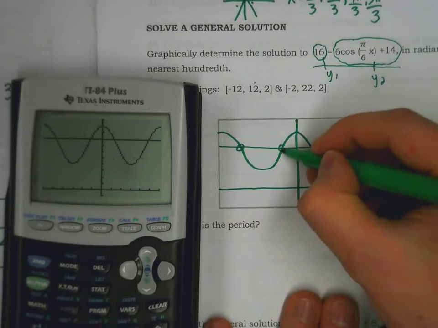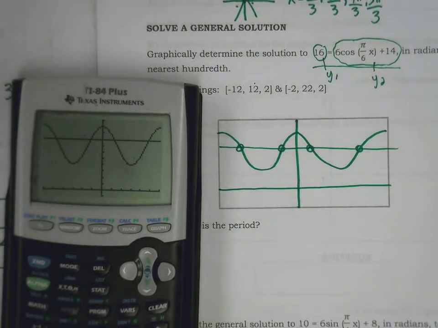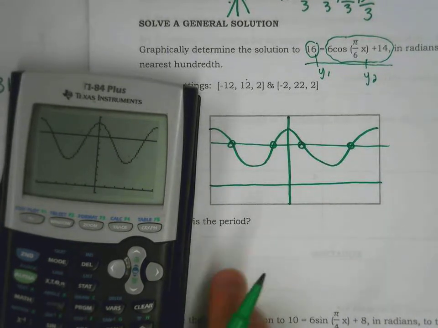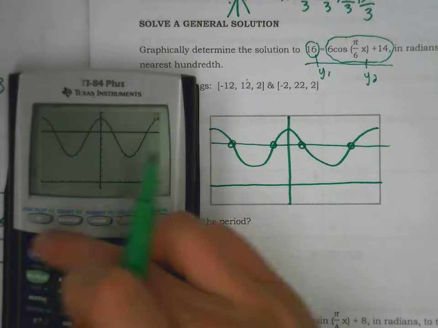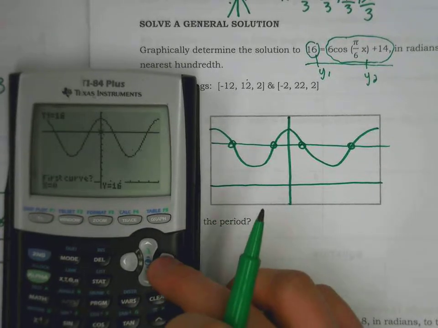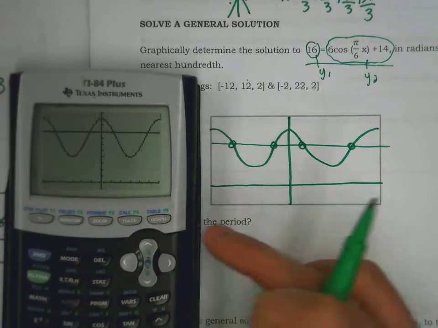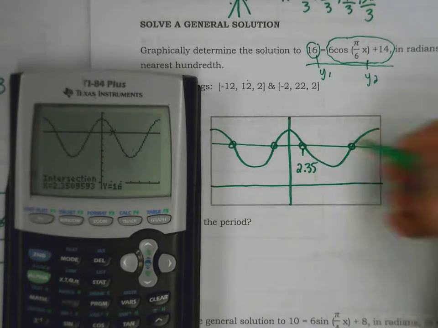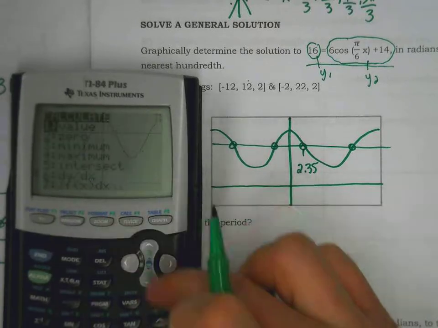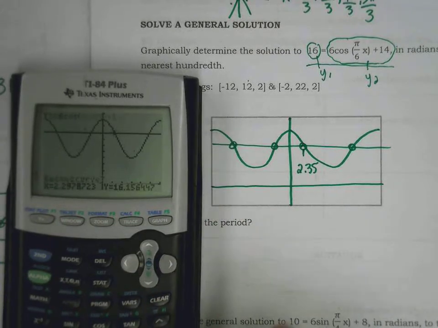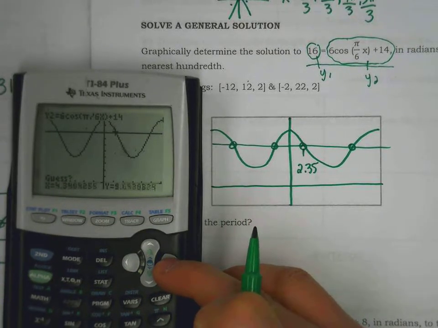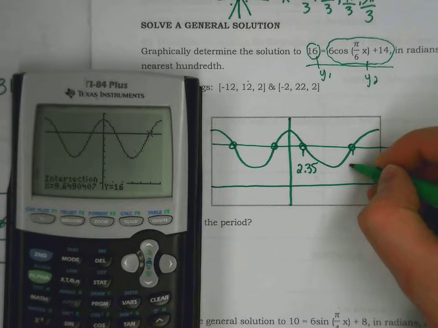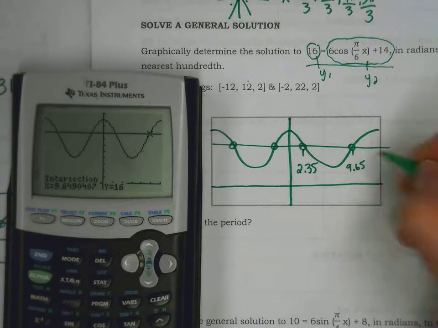To determine these 4 answers, we're again going to be asked, what is the general solution? So if you find a couple of these answers, like second trace, intersect, first curve, second curve, guess, I'm getting for this one a 2.35. Second trace, intersect, first curve, second curve. If I find the one that's further along on the right, the next positive one, I could say 9.65.